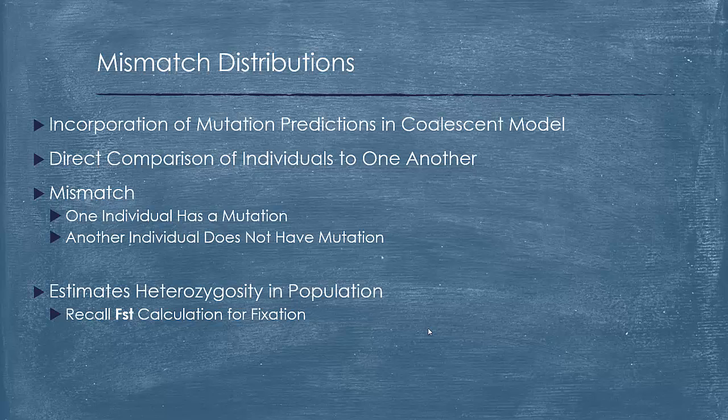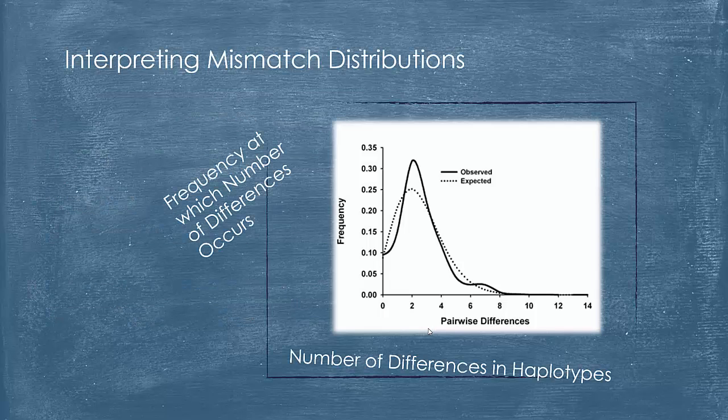So there is a direct comparison of individuals' DNA to one another. And a mismatch is when one individual has a mutation and another individual does not have the mutation. And overall, it estimates the amount of heterozygosity in the population. And this procedure is done using the FST to calculate the fixation index. So it's important to be able to interpret mismatch distributions.